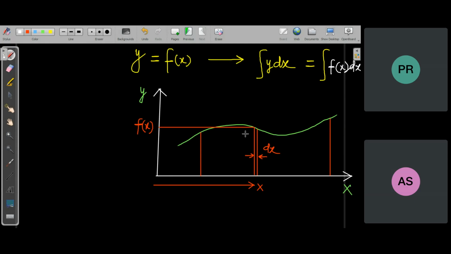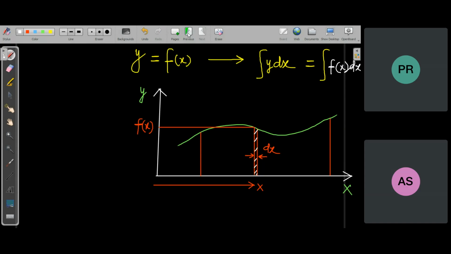Okay, so this is f of x, and then f of x plus dx. So basically it represents, when you do f(x) dx, then f(x) is the length of this rectangle and dx is the width, you can say, and then it represents this area. When you integrate, you are adding all such areas and you are getting the complete area.